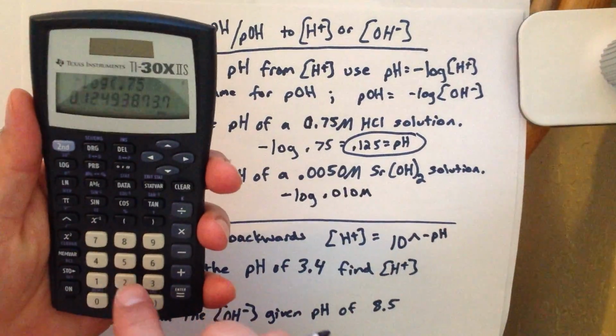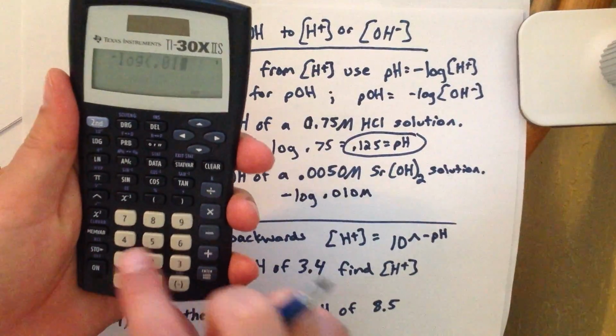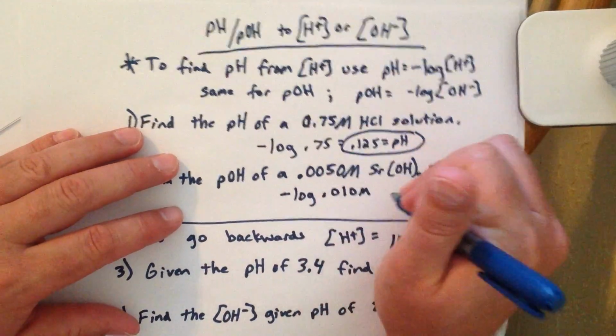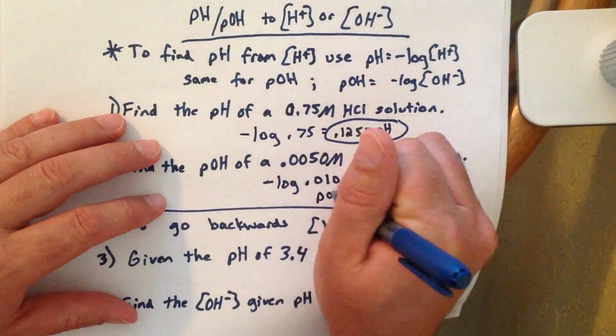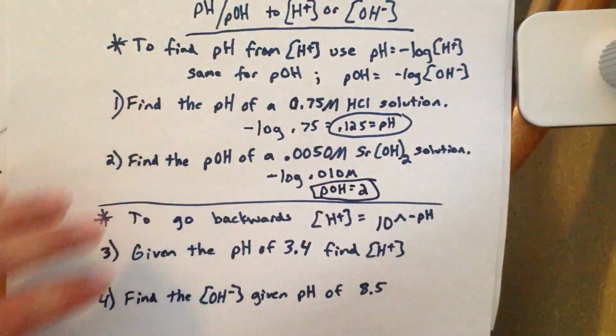So once again, we'll go to my handy dandy calculator. Negative log 0.01, and I get simply 2. So the pOH equals 2. Okay, that was pretty simple.